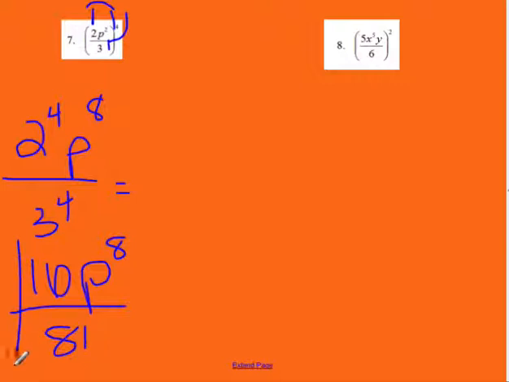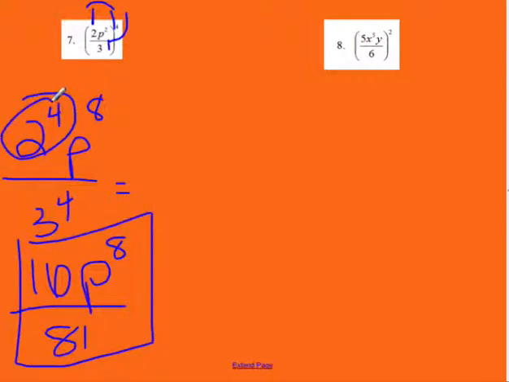So this right there is your final answer. So don't leave it as 2 to the 4th. 2 to the 4th is the same as 2 times 2 times 2 times 2, and so forth. So now let's take a look at number 8.